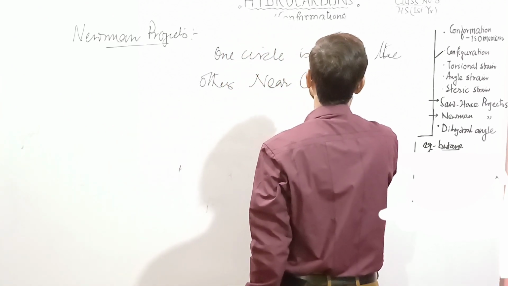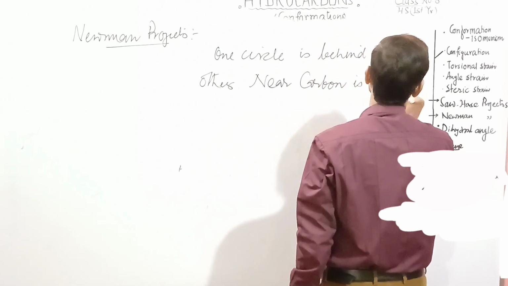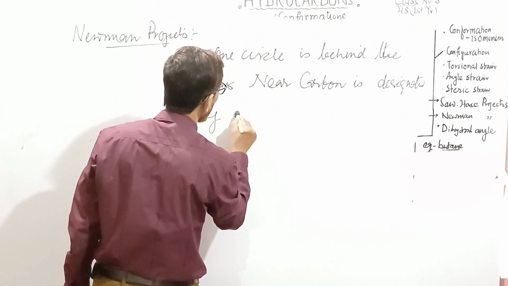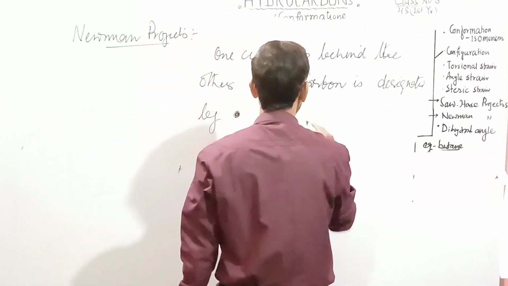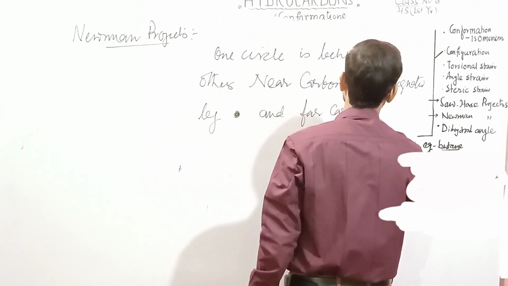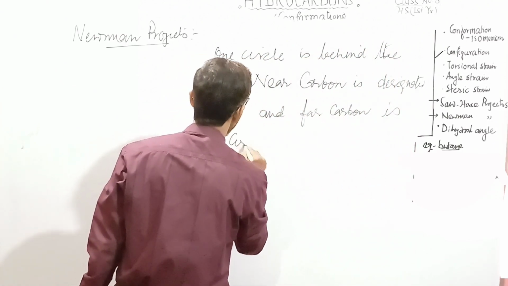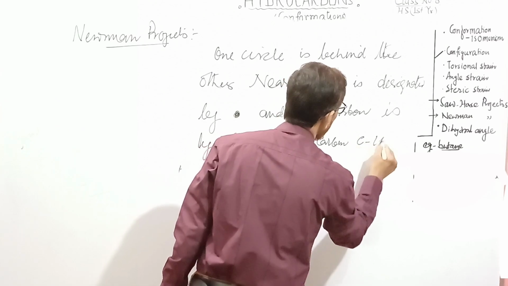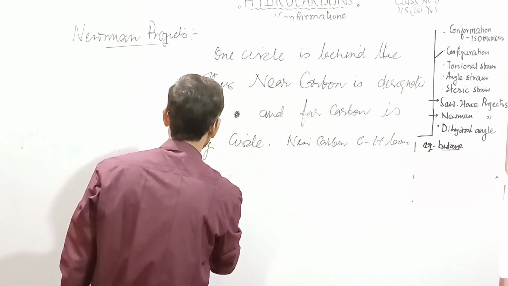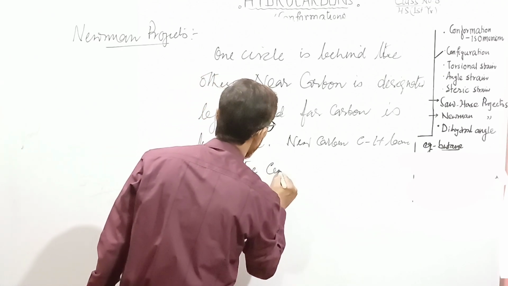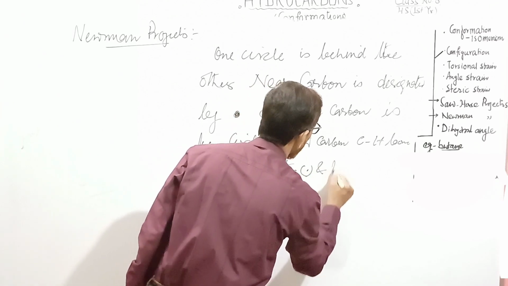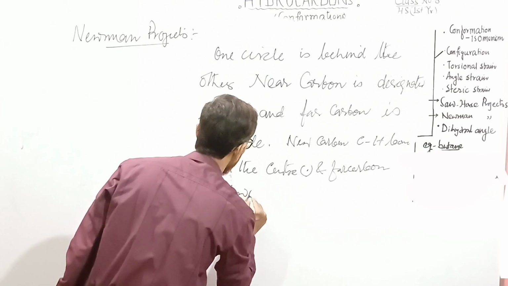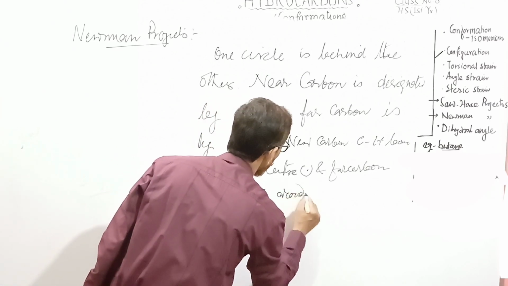The near or front carbon is designated by a dot, and the far carbon is designated by a circle. The near carbon CH bonds are from the center dot, and the far carbon CH bonds are around the circumference.